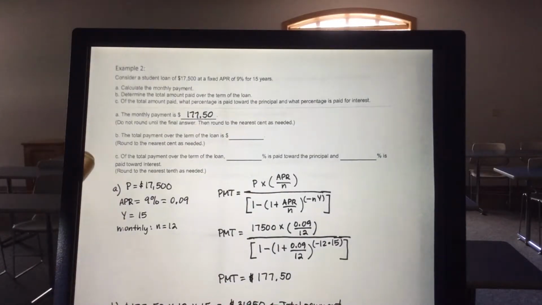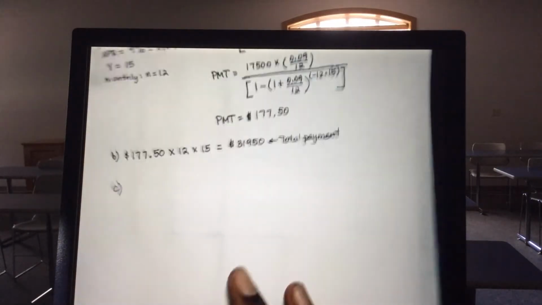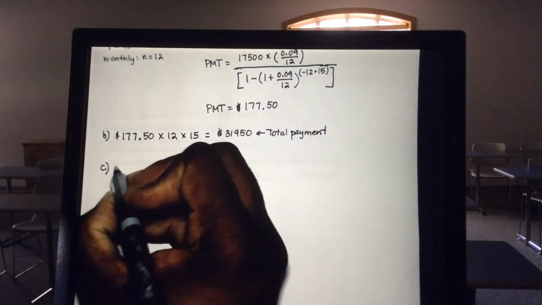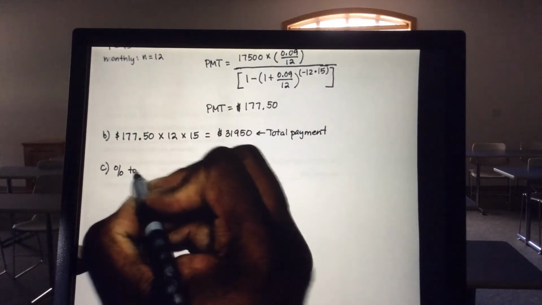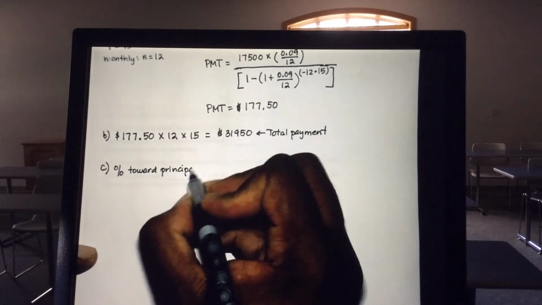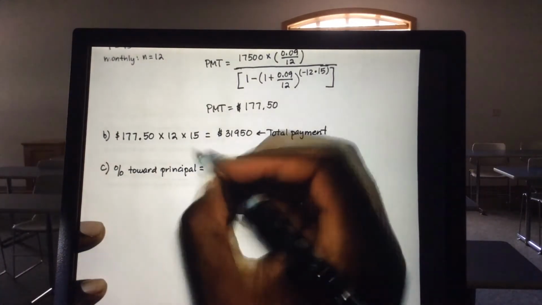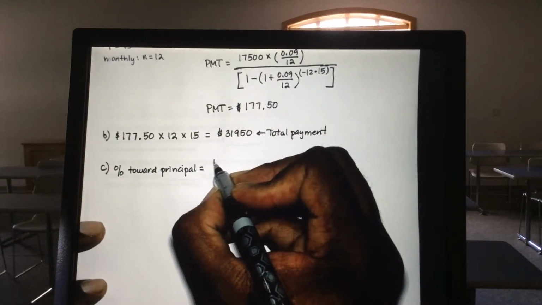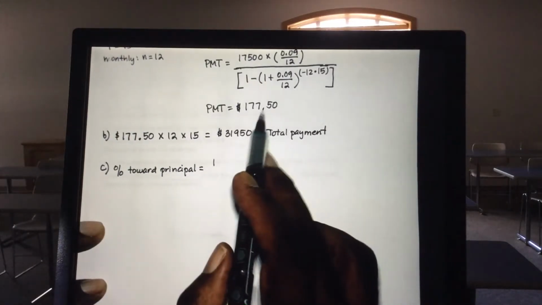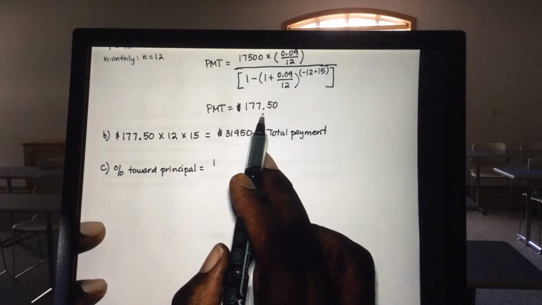And now part C. Of the total payment over the term of the loan, what percent is paid towards the principal and what percentage is paid toward the interest? Okay, so let's find out the percentage going toward principal. Okay, that's going to be equal to the principal.